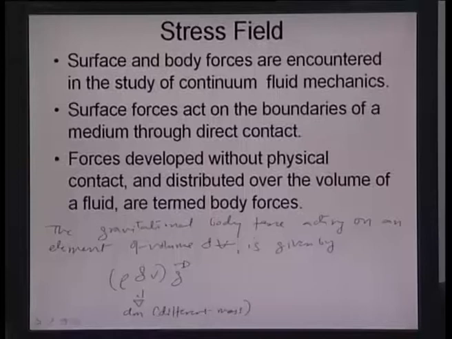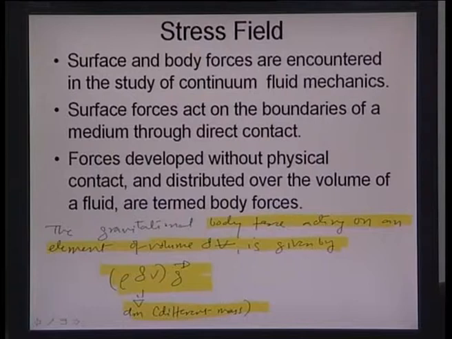It is uniformly felt over the whole volume of the control element that we are figuring out. So here, as you can see, the body force acting on an element of volume delta V is also given by rho delta V g, and essentially this is nothing but the differential mass, rho delta V, times the acceleration due to gravity, and so it is felt within the volume.